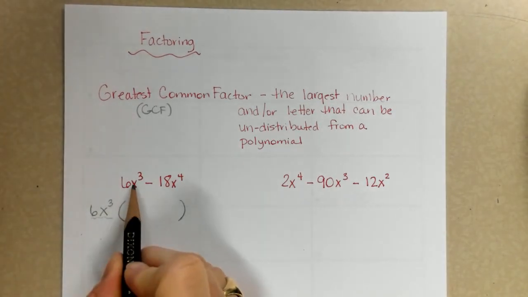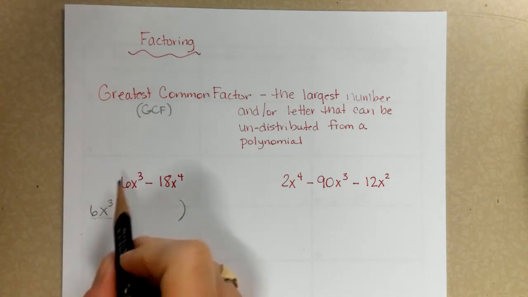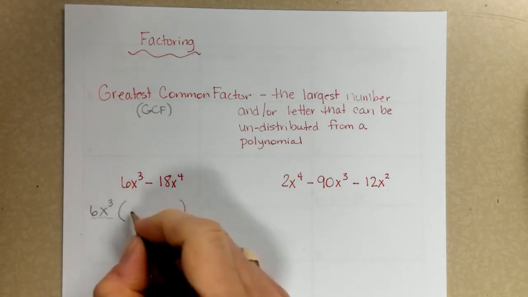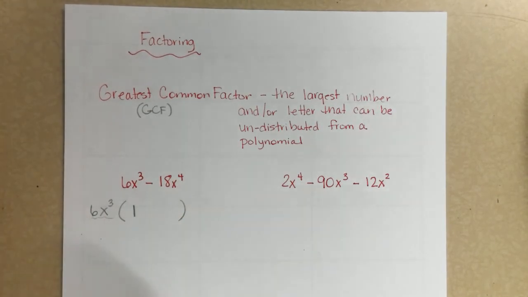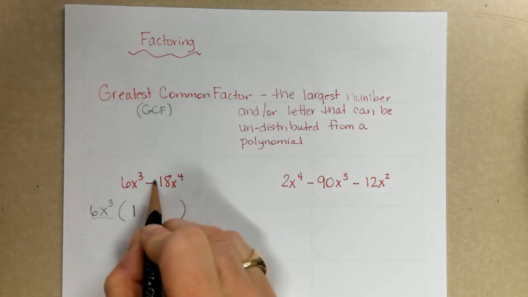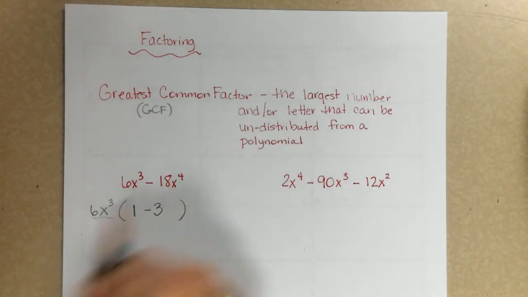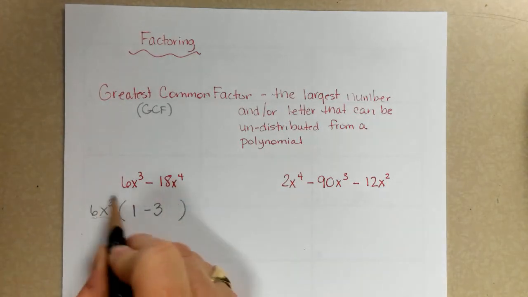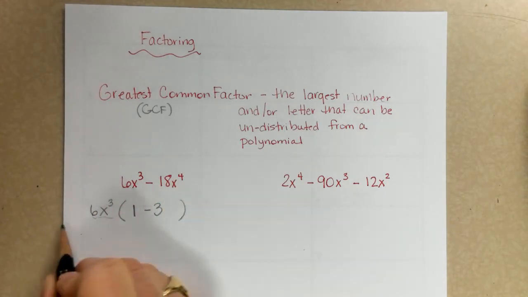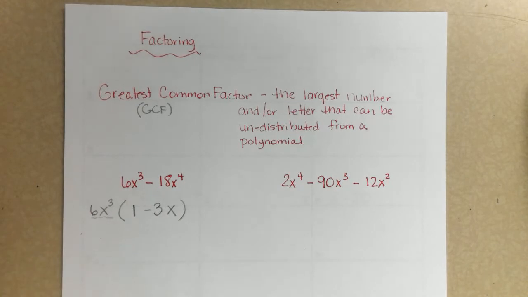So what do we have left? If we have a 6x to the third and we pull out a 6x to the third, 6x to the third divided by itself equals 1. Anything divided by itself equals 1. If we have a negative 18 and we divide by a 6, we have a negative 3. And if we have x to the fourth and we divide out an x to the third, we remove 3 x's, so we have a single x left. And that is the distributive property problem that created this.